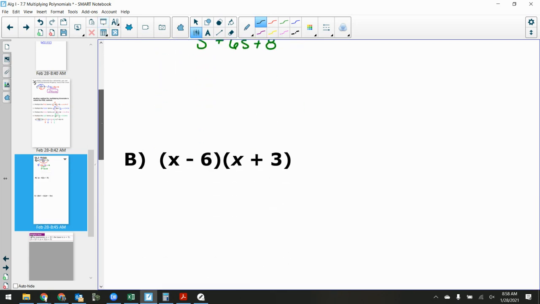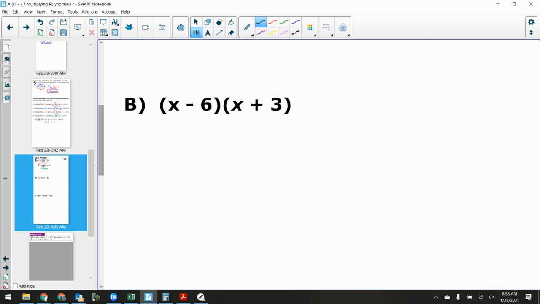All right, here we go. X minus 6, X plus 3. Now, we just have to be careful when there's minus signs just in case there's any pluses or negatives going on in the answer. So let's see. Let's multiply this together. For this one, I'm going to use the distributive property method just to show you how they differ.